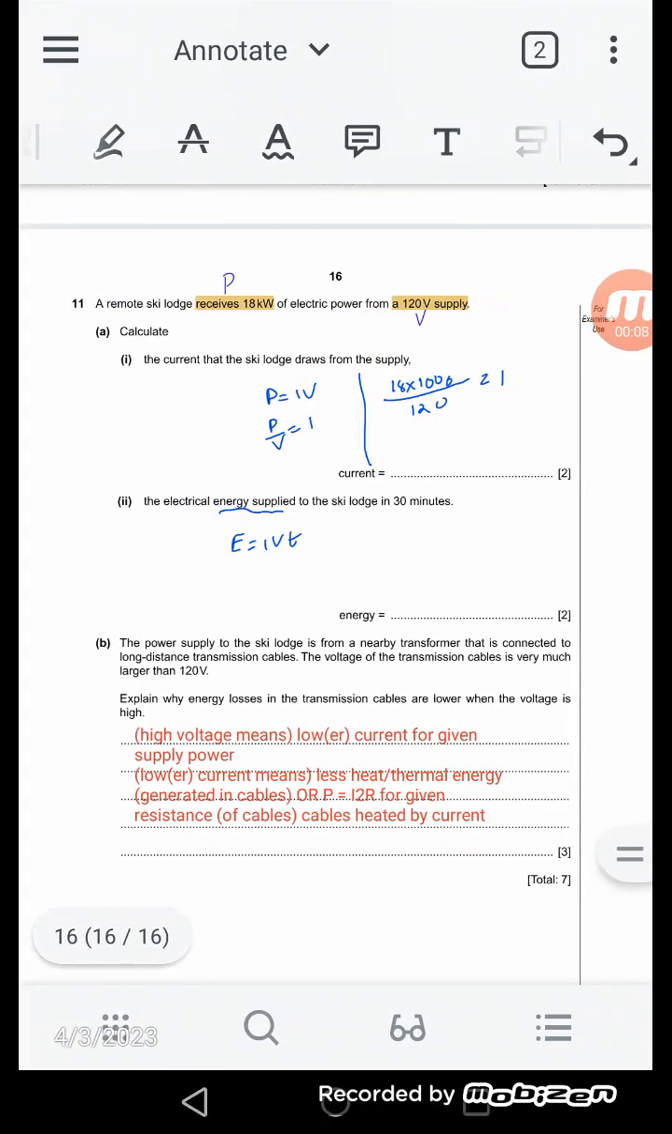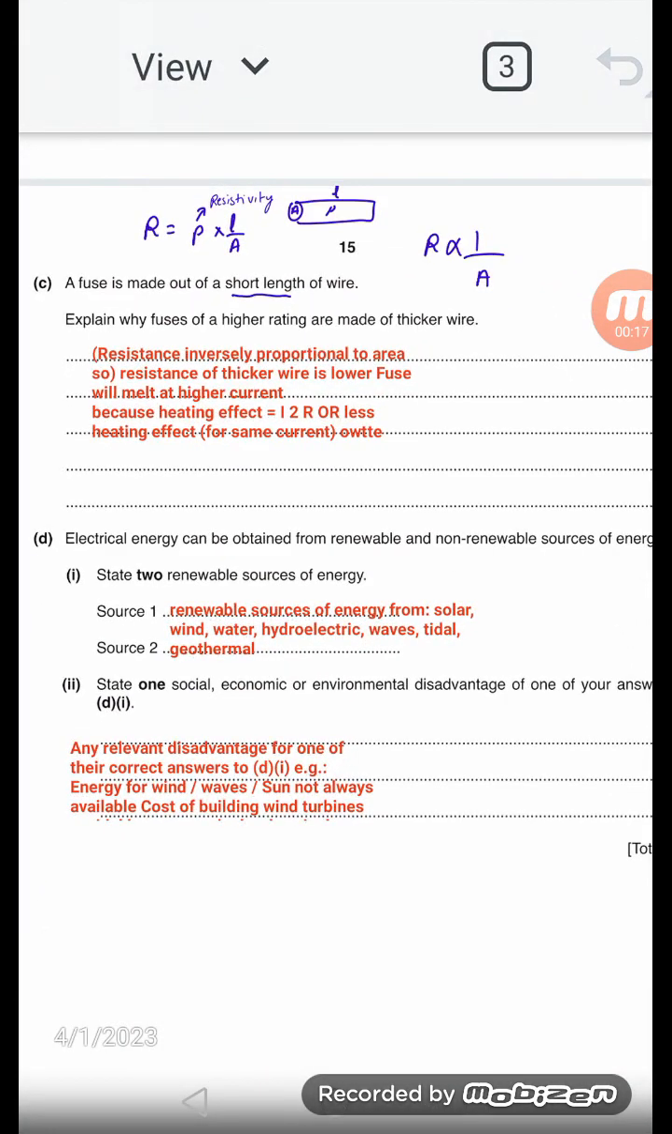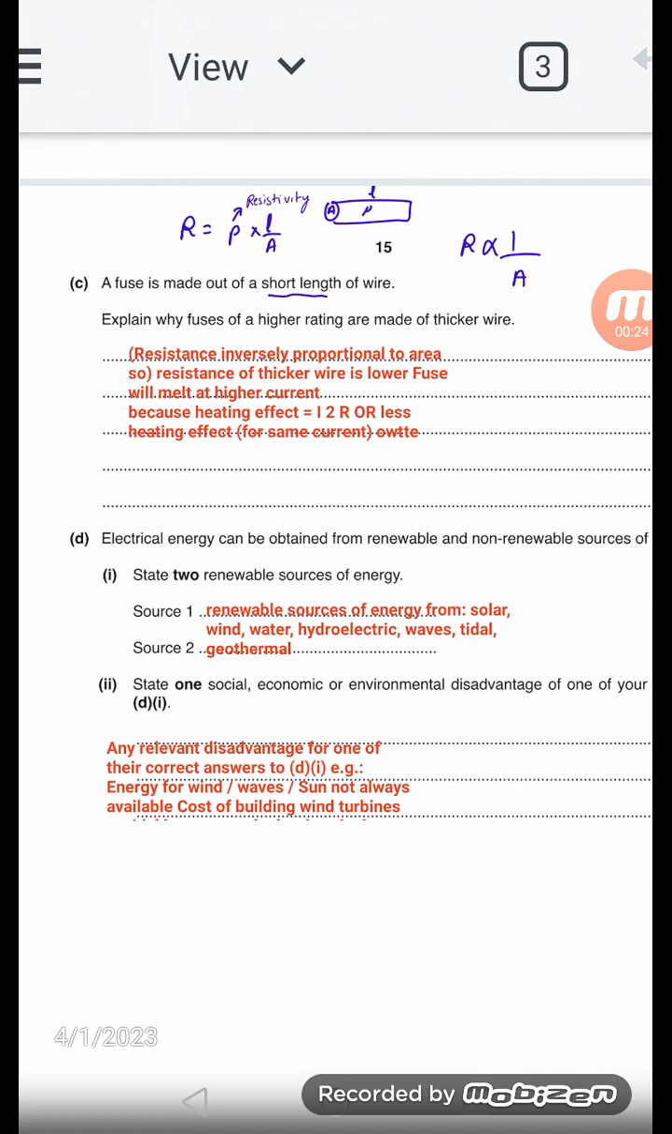Okay, I'm going to explain this question now. The resistance is equal to resistivity multiplied by length divided by area. So by this formula, you can guess, right? The resistance is directly proportional to the length. It means if the length increases, resistance will increase. If the cross sectional area increases, the resistance will decrease, because this is inversely proportional.